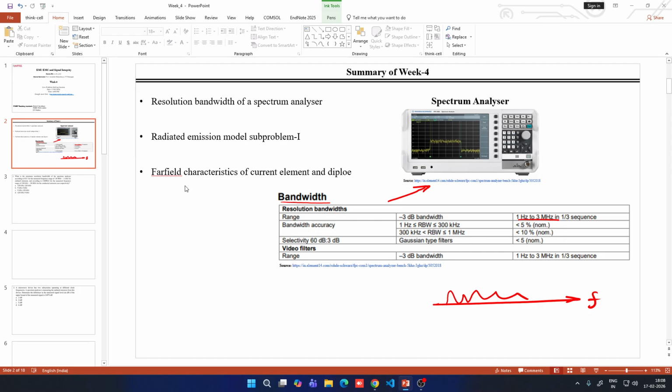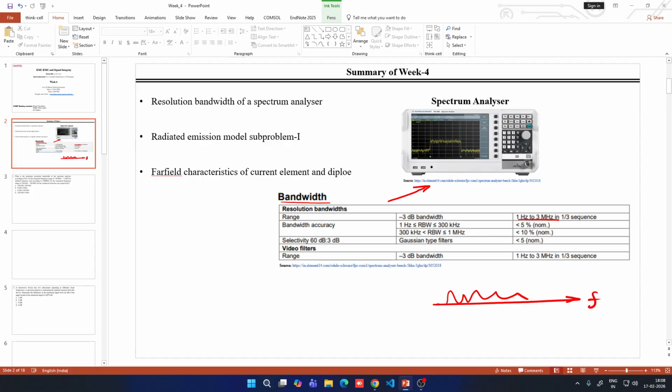And then in the next lecture, the professor discussed the radiated emission model. That's why we were discussing some antennas, right? Like the Hertzian dipole, which is a current element, and a dipole, and what the E field and H field are at a far field distance, because there are two ranges of an antenna.